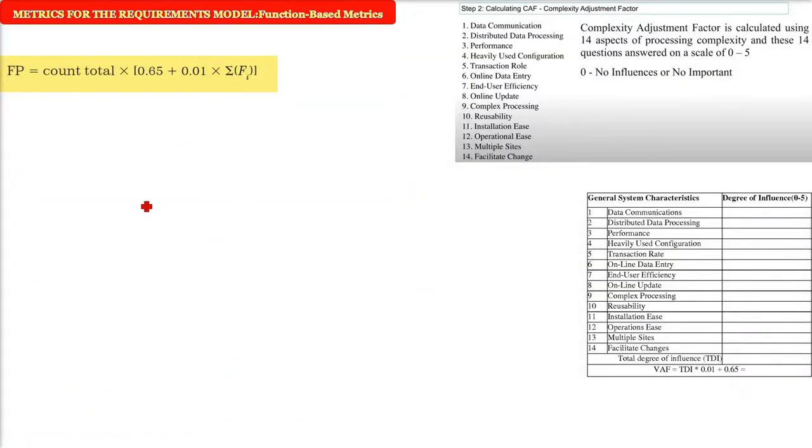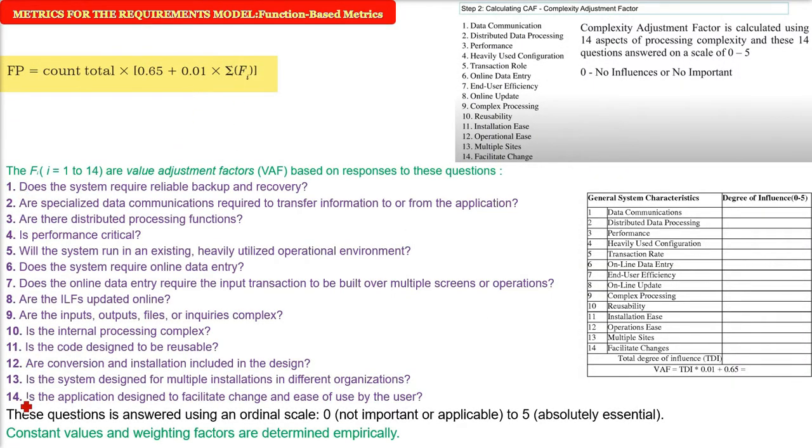See, we have 14 parameters here, or general system characteristics. These are the value adjustment factors, VAF, based on the responses to these questions. For example, data communication is required, reusability is required, online data is required. But what is the complexity? That is, we'll give a number from 0 to 5. 0 means we don't require it, it has no influence. But 5, yes, it is very important. 0 means not important. 5 is absolutely essential.